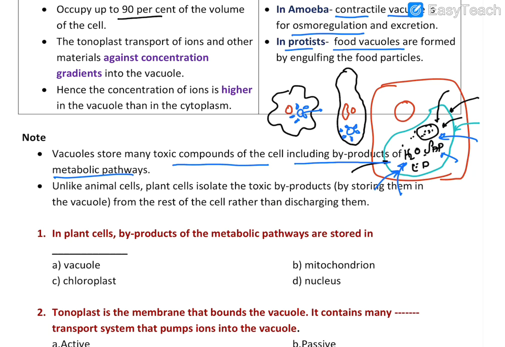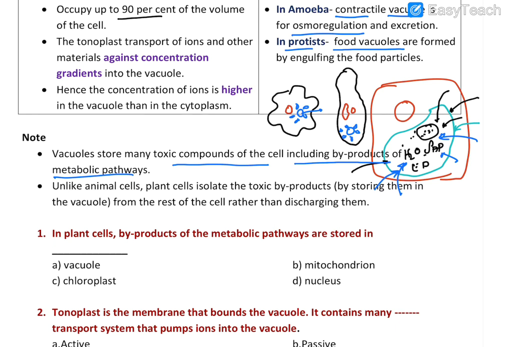The tonoplast allows the molecules to pass into the sap that is present in the vacuole by using energy, so that the mineral concentration as well as ion concentration will be more inside the vacuole compared to the cytoplasm. This creates the hydrostatic pressure that provides mechanical support to the plant cell. So these are the information you are supposed to remember for the board exam.